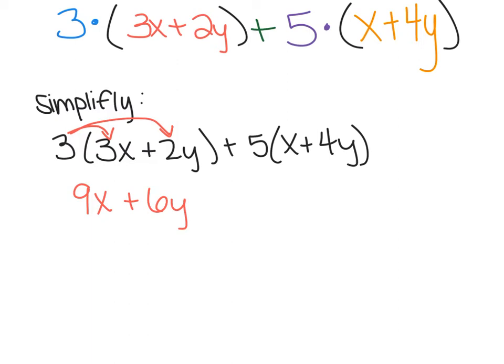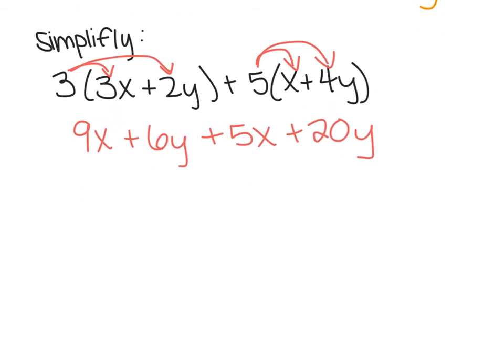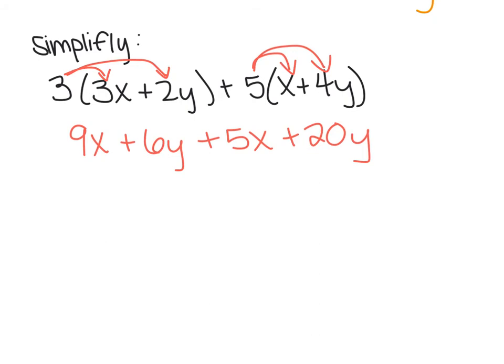So now I'm going to move on to the 5 times x plus 4y. I'm going to distribute again. Positive 5 times x is positive 5x, so plus 5x. And then positive 5 times 4y is plus 20y. Now you might be able to just combine like terms from here, but I'm going to show you why we can just combine like terms, and that's because of our properties.